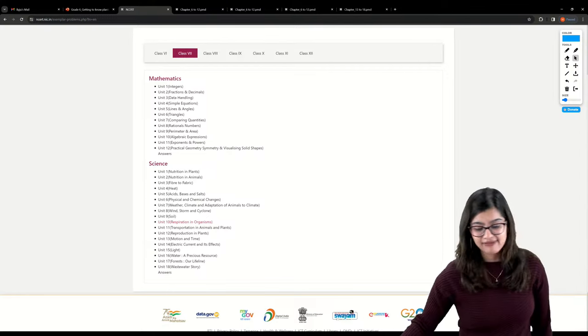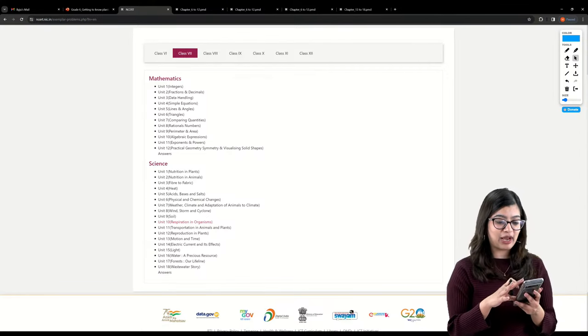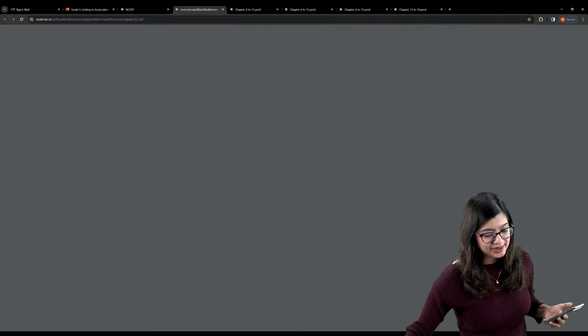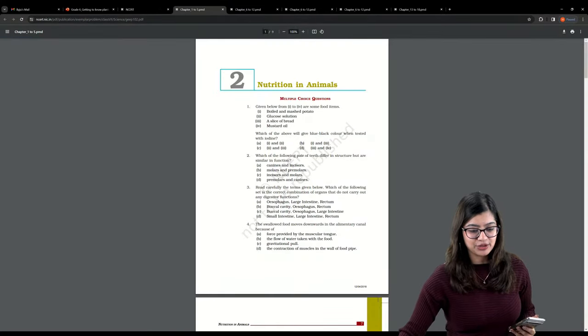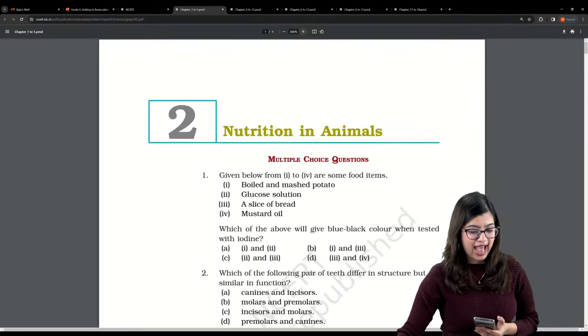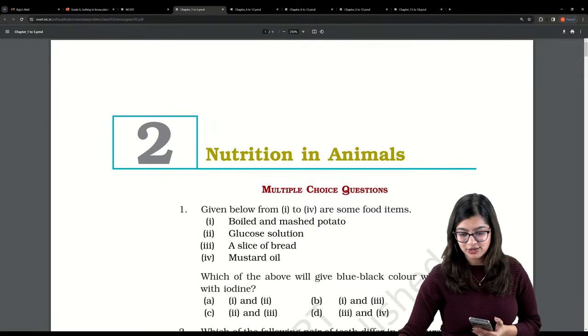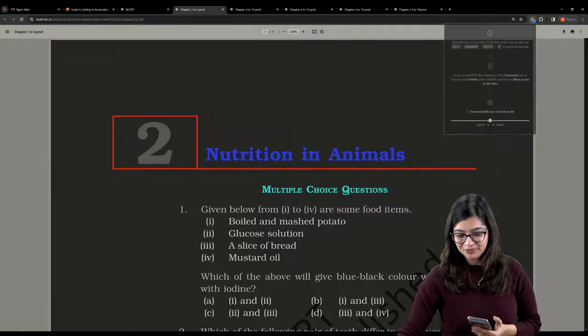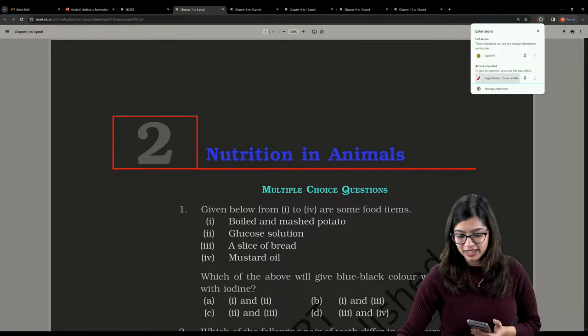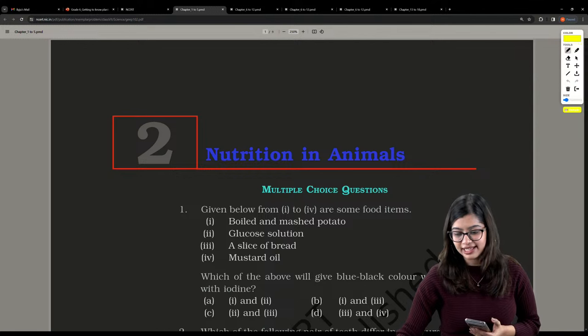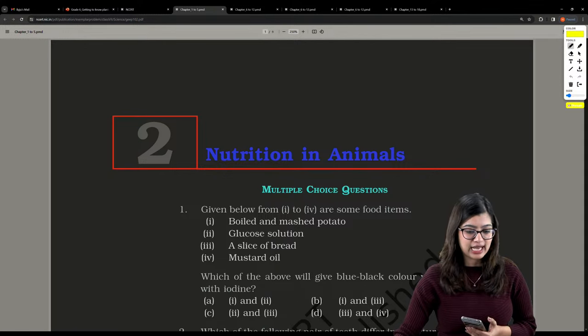Okay, now we have a countdown. I'm going to set a timer on my phone. 10 minutes, we are going to solve two chapters, right? So, let's get started, everybody, with nutrition in animals. And our time for this chapter starts as soon as I set the screen, right? Because I need 1 minute to set the screen, so please don't mind. But quickly, I need the chat to be flooding with answers.